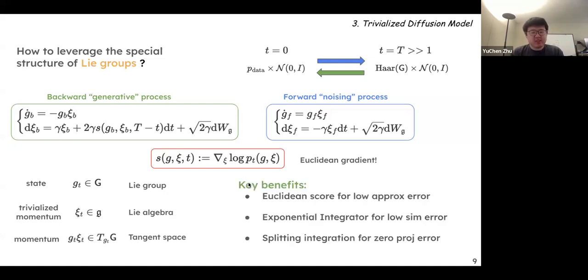This, of course, has a lot of key benefits. Having the ground truth score be Euclidean enables very flexible neural network design, as you don't have to design a neural network tailored so that it fits the output in the tangent space at this manifold, which is position dependent and geometry dependent. So this gives us low approximation and learning error. And more importantly, this momentum structure enables us to use advanced integration techniques such as exponential integrator or split integration for low simulation error and zero projection error.